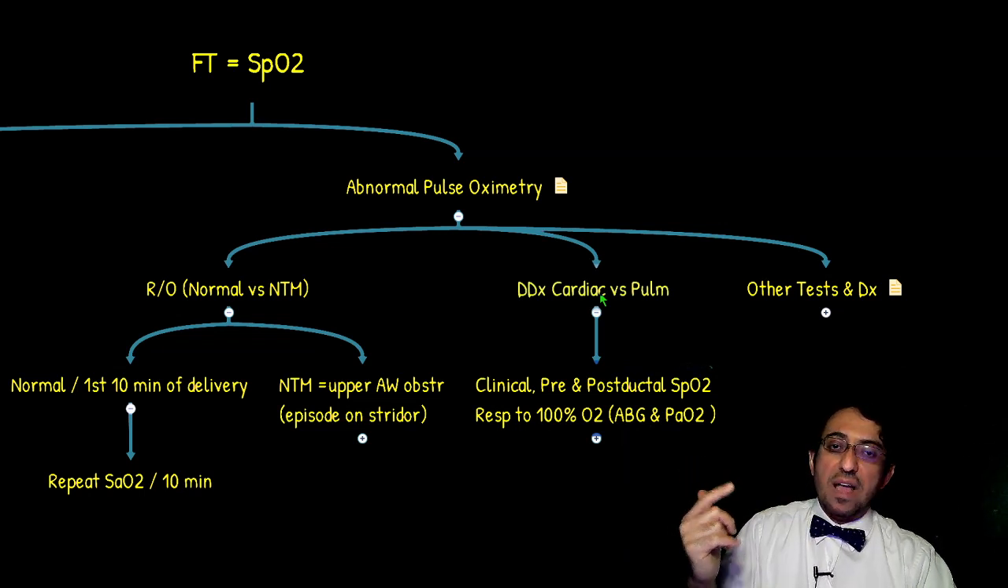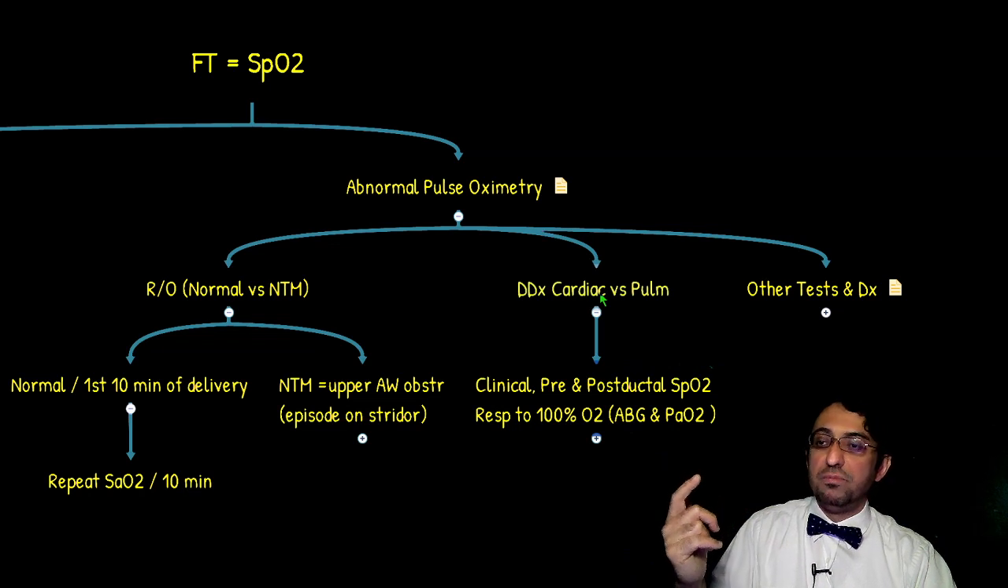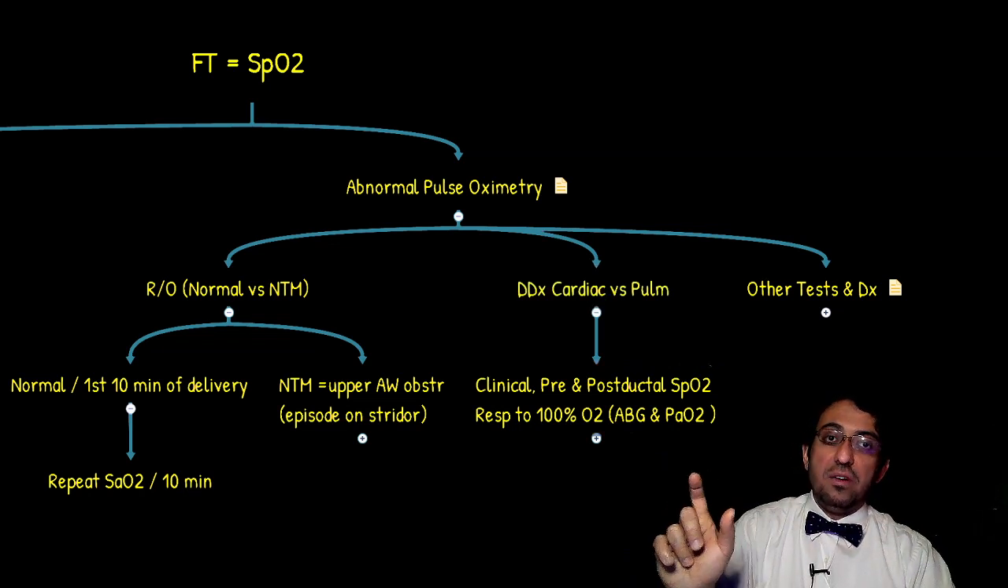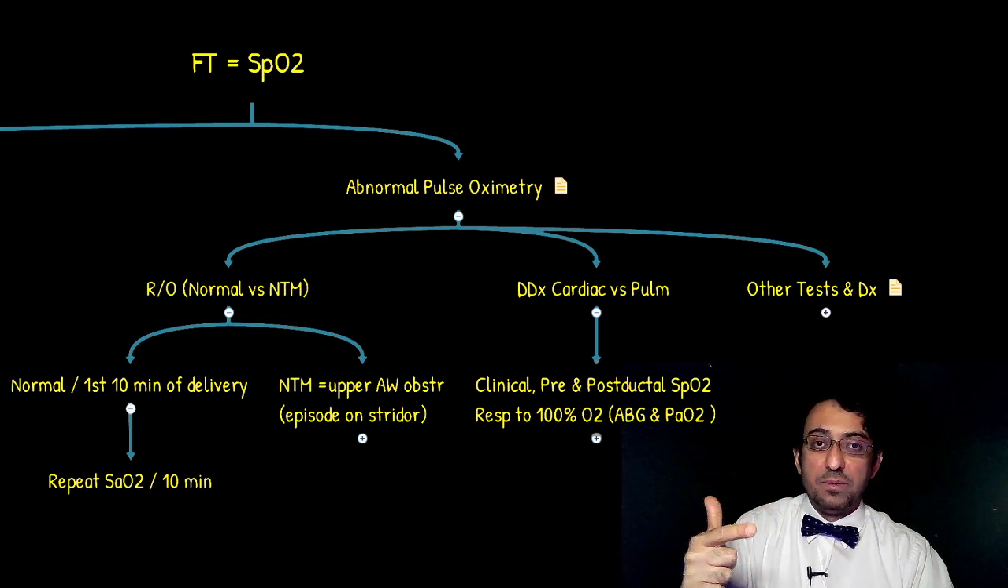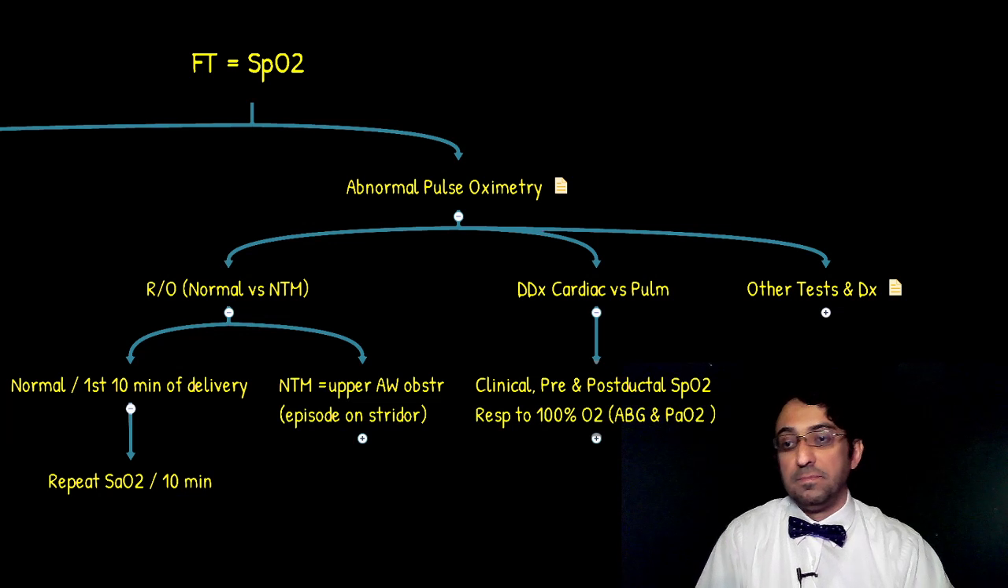Now, how do we evaluate pre and post ductal SpO2? We evaluate SaO2 or SpO2 in the right arm versus any of the lower extremities, left or right, because right arm is always going to be preductal and lower extremity is always going to be postductal.